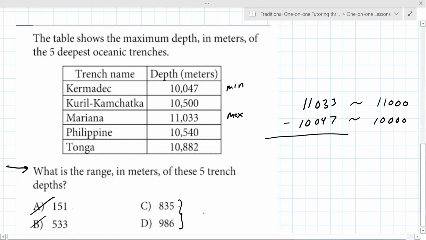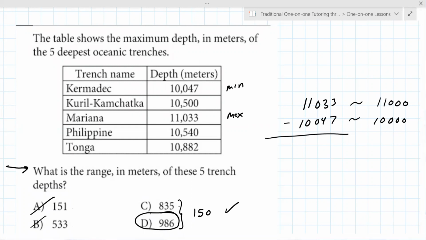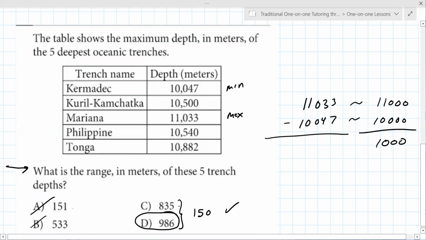Like 150. Yeah, I like that. Good. So to me, they're pretty far apart. And that's why you can almost go to D right away and say, okay, it's probably D because they're 150 apart. We said the difference is about 1,000. 150 is pretty far off from 1,000 in terms of the difference. So the point is to use some estimation to be able to get your answer much more quickly.